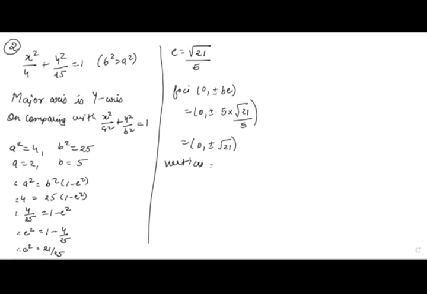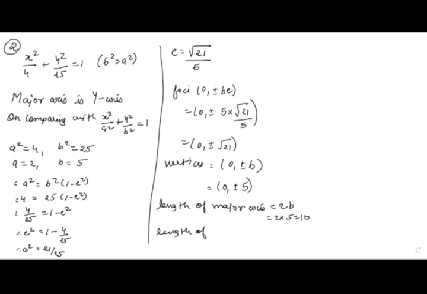you know that we are asked to write vertices of major axis, which is 0 comma plus minus b. Here the value of b is 5. So vertices is the length of major axis. The length of major axis is 2b, 2 into 5 it is 10, whereas the length of minor axis is 2a, that is 2 into 2, it will be 4.